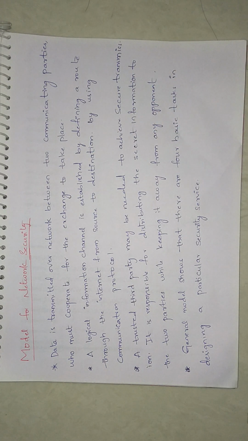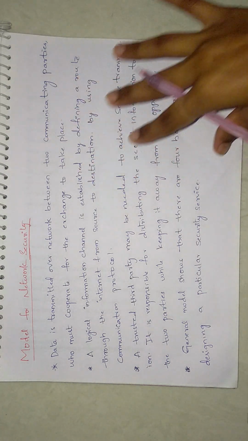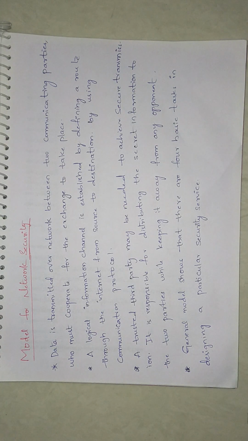So let's see the theory part first, and then I'll explain with the example. That means the network security model. What happens is, in this model for network security, the data will be transmitted over the network between the sender and receiver only when the sender and receiver have a mutual cooperation to receive or send the data. So a logical information channel will be in between the sender and the receiver, which will pass the information from the sender to receiver through the internet by use of communication protocols.